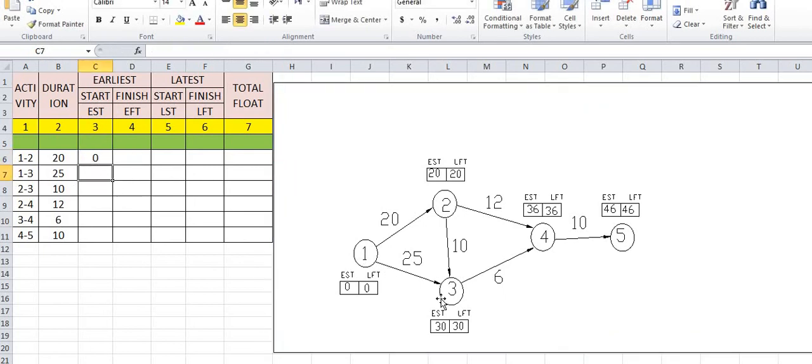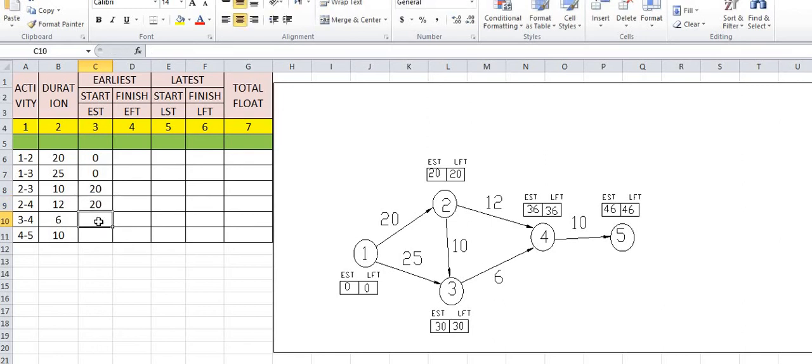Now 1 to 3. Simultaneously we have to see the network diagram in order to feed this data. 1 to 3. What is 1 to 3? The first node is 1, and the EST of 1 is 0. Again 2 to 3. 2 is the first point. So for 2, EST is 20. We will write down 20. 2 to 4. For 2 to 4, the first node is 2, so the EST of 2 is 20.